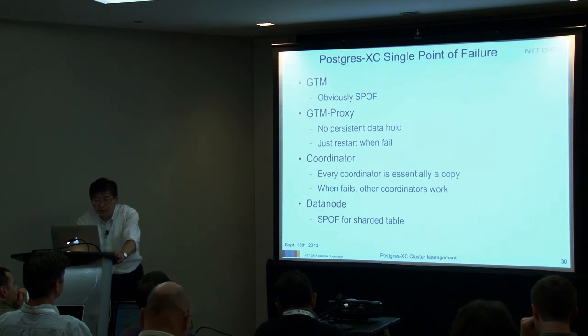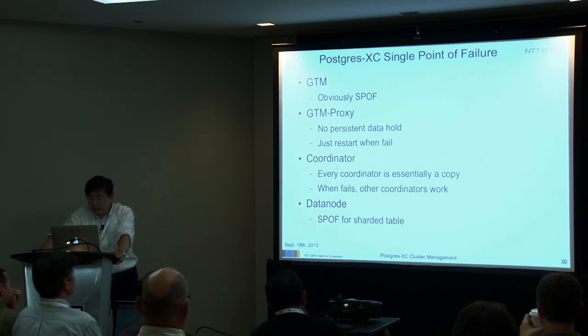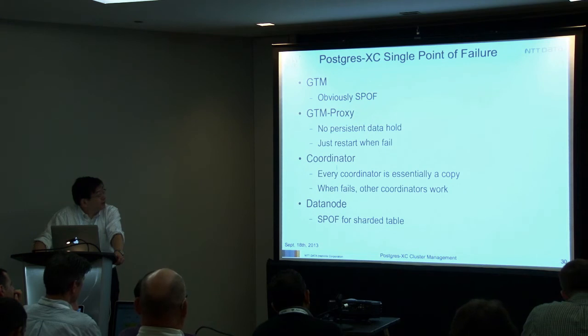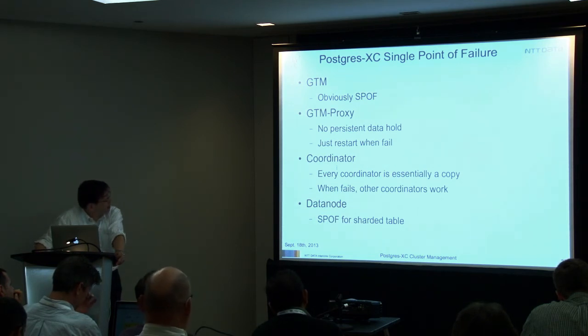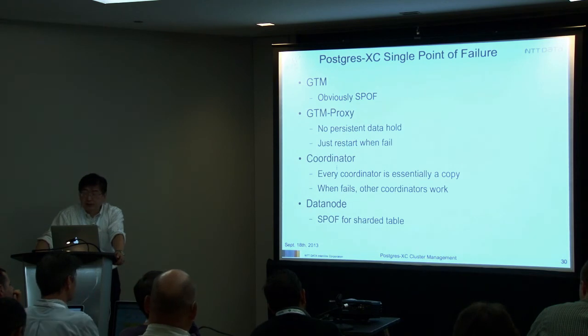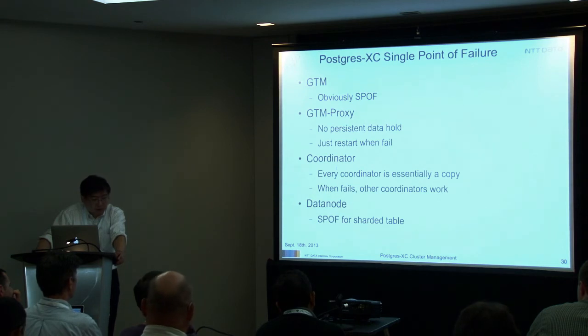We have 15 more minutes. So now, I'd like to talk about the characteristics of the failures, as you saw. GTM is obviously a single point of failure, but we have the slave to fail over. And GTM proxy is just a proxy, so it does not have any persistent data. So if it fails, you can just restart. In the case of coordinator, every coordinator is essentially a copy. So when it fails, other coordinators work. As long as you don't issue any DDL or some other command which propagates to all the nodes, you can do without this coordinator. Or if you give up such a failed coordinator, you can remove that coordinator from the others.